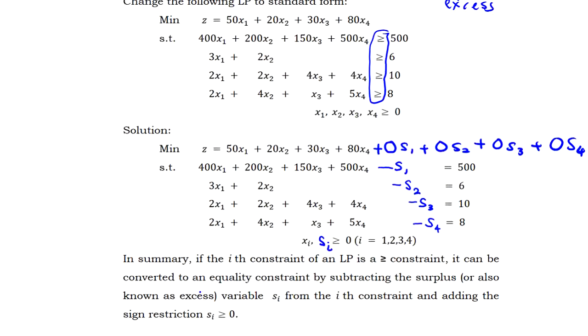Okay, so in summary, if the ith constraint of an LP is a greater than or equal to constraint, it can be converted to an equality constraint by subtracting the surplus, also known as excess variable, si, from the ith constraint and adding the sign restriction si greater than or equal to 0.